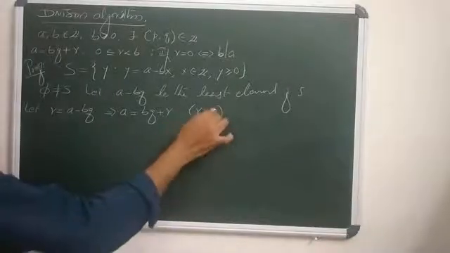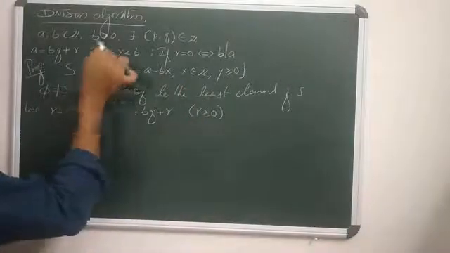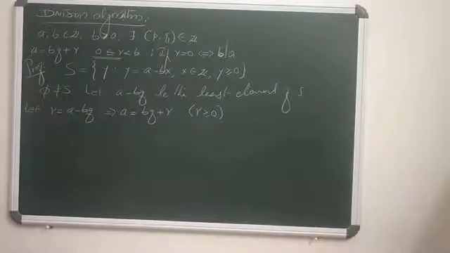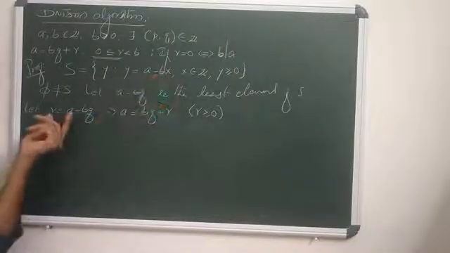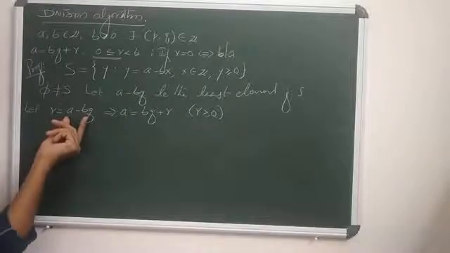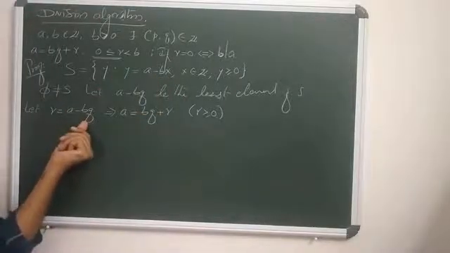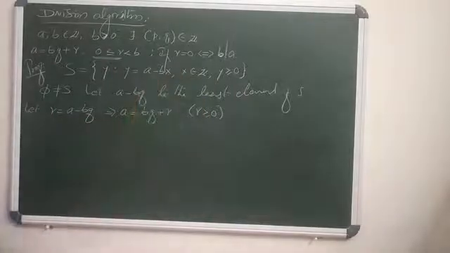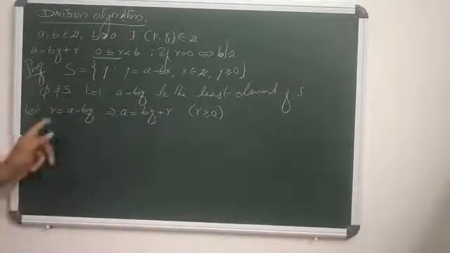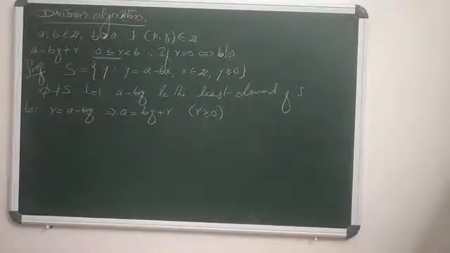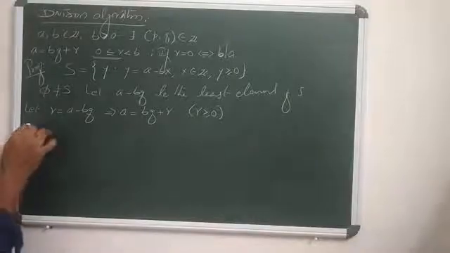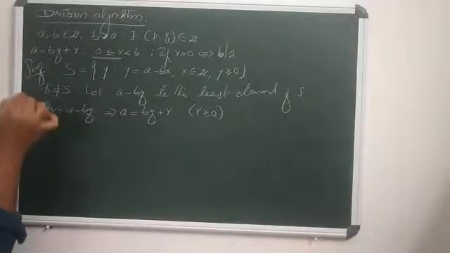So the first inequality, 0 less than or equal to r, is already proved. Why? Because r equals a minus bq is our choice, and a minus bq is of the form y because q is an integer. Then that y is greater than or equal to 0 is by our choice. Hence r is greater than or equal to 0. Now to show that r is less than b, this is our second requirement.